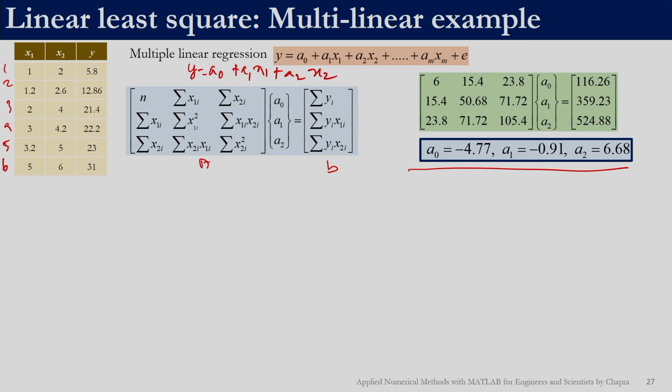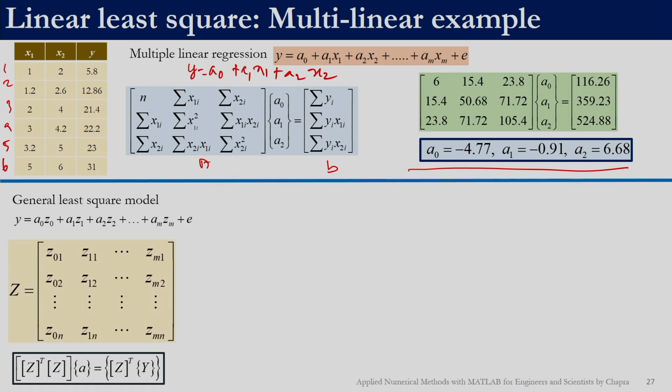So, that is what we have done previously, right. So, now that we know general linear least square, for general linear least square, this is our model, right. So, in the previous few slides we have seen this is the model, and the solution to this is Z transpose Z into A is equal to Z transpose Y, where Z matrix is given by this.